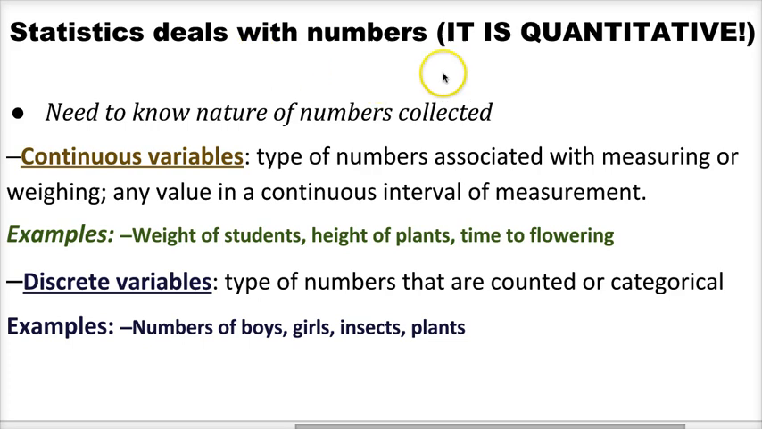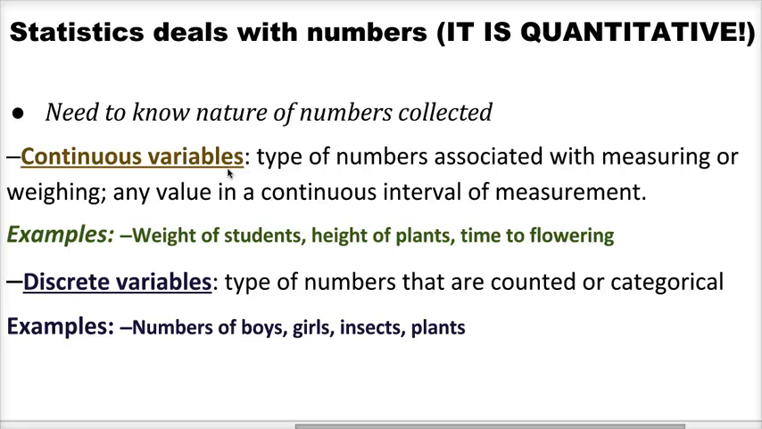Now, of course, statistics deal with numbers. It is quantitative, okay? And it's important that you understand there are two types of quantitative values. They're continuous variables. These are numbers associated with measuring or weighing or any continuous interval, meaning when you have a weight of something, a weight could be 11.4 pounds, 11.44 pounds, 11.443 pounds. It could be any number. It's a continuous interval, all right? Whereas like time, it could be 3 seconds, 3.5 seconds, 3.55 seconds. These are continuous variables. Then we have quantitative values that are discrete actual numbers.